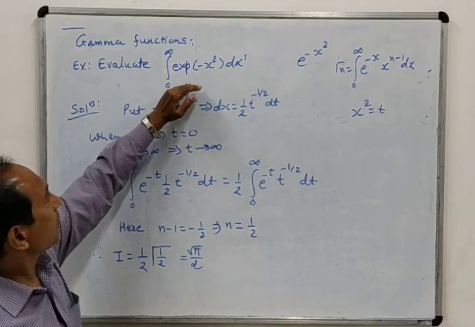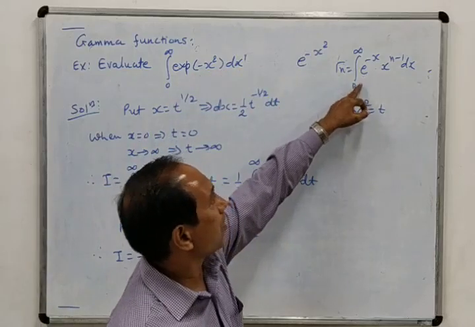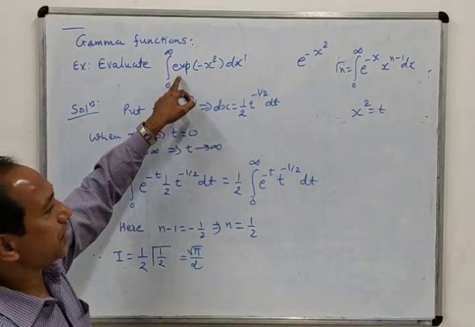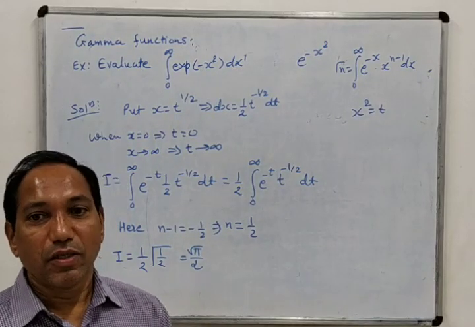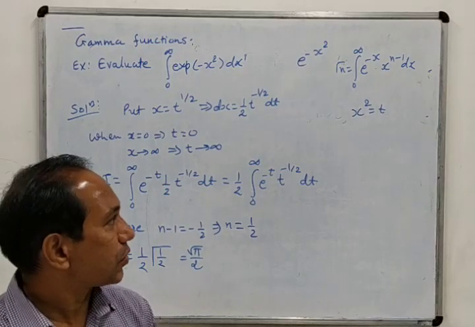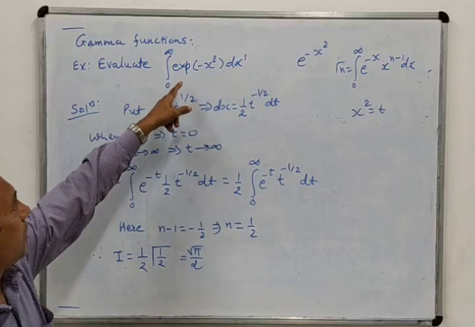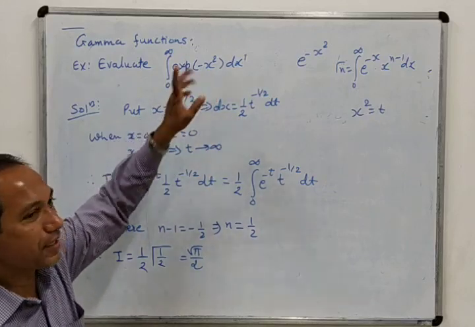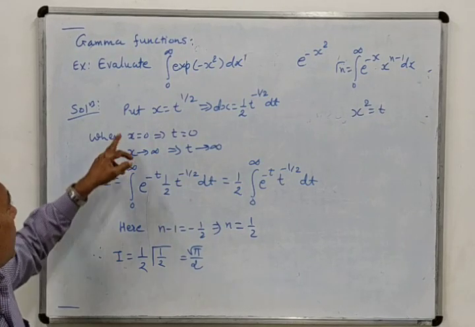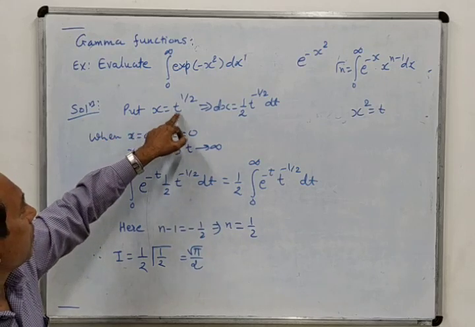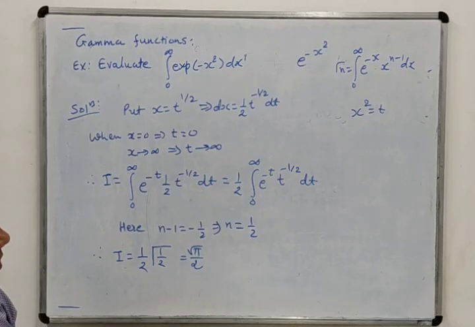So here, looking at the problem, we can see that it is similar to the definition of gamma function. There it is e raised to minus x and here it is e raised to minus x square. So we can use the definition of gamma function to solve this problem. Here we will bring x instead of x square. For that we need to assume something. So here we will put x equal to t raised to 1 half. Then there it will become t.